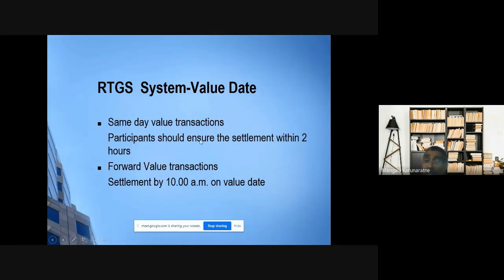Now when I say participants should ensure the settlement within 2 hours, it means when you receive money, you have to give it to your customer without delay. Actually this 2 hours has now been reduced to maybe half an hour, 1 hour or so. This is just an example. So when you receive money, you have to settle it as soon as possible. You can't keep it till evening to settle to the customer.